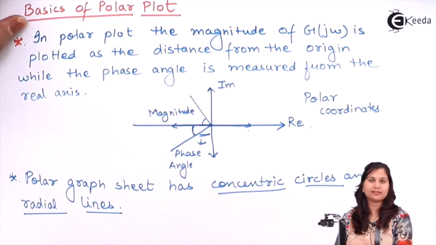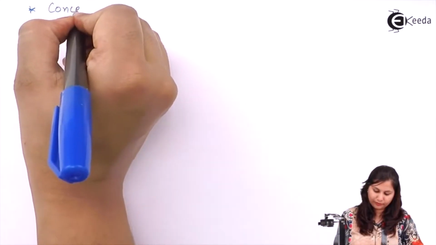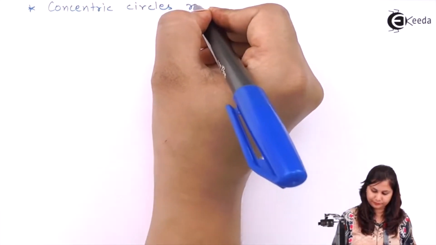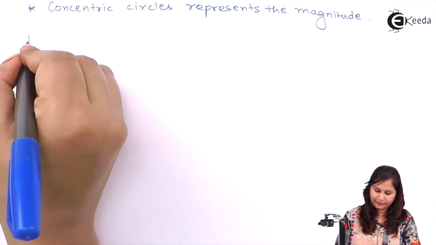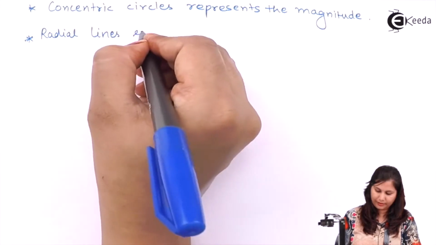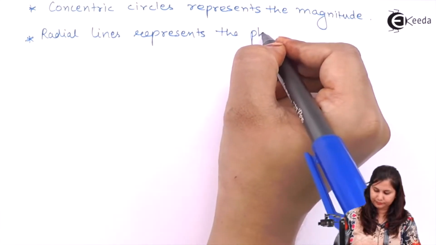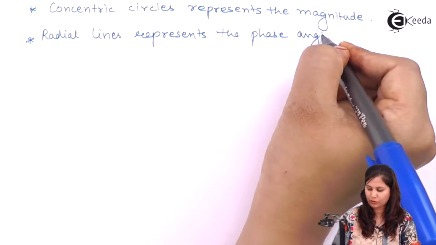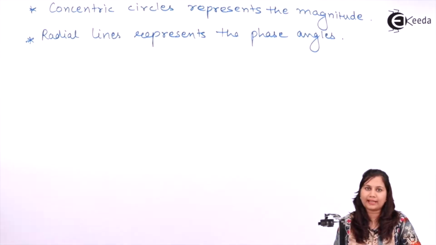Now what do these concentric circles and radial lines represent? Concentric circles represent the magnitude, and radial lines represent the phase angle. So polar plot will consist of concentric circles and radial lines. Concentric circles mean the magnitude, and the radial lines represent the phase angles. Okay.